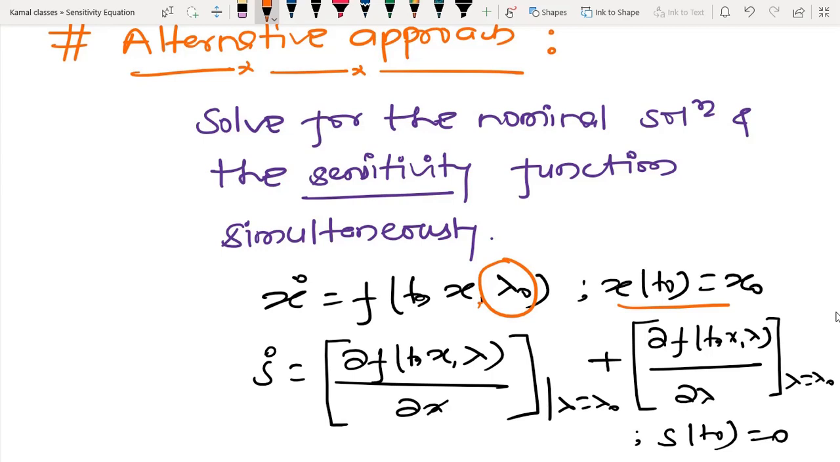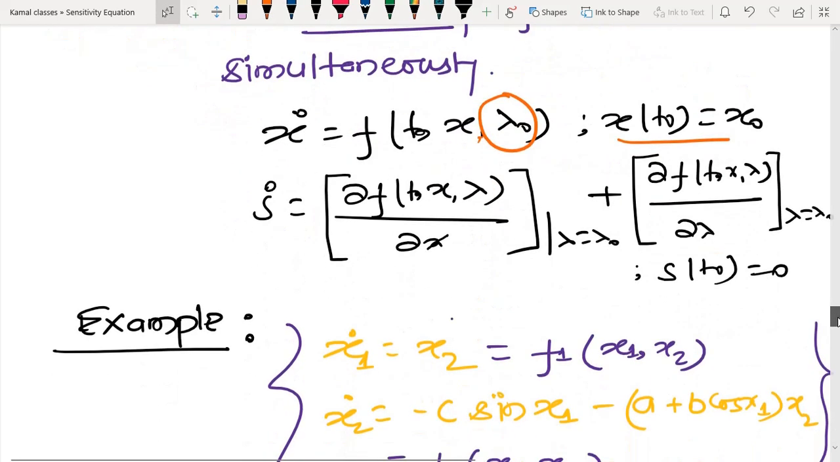What you can do, you can substitute that, and after that you can solve. And parallelly you can also write one equation x dot that contains the partial derivative of ∂f/∂x at lambda equal to lambda 0. Similarly ∂f/∂lambda at lambda equal to lambda 0, and you can solve these two equations simultaneously.